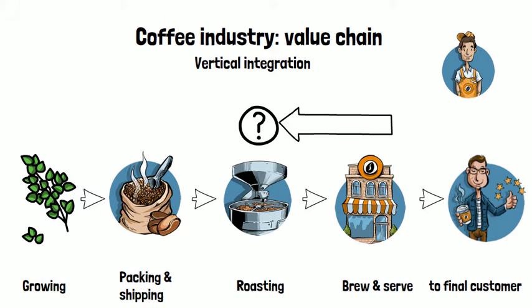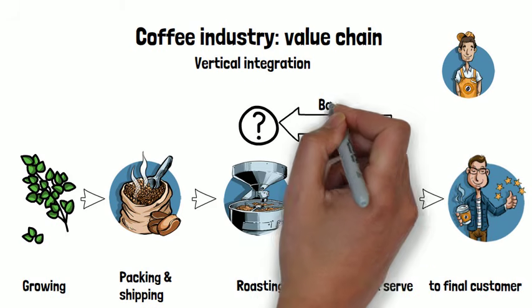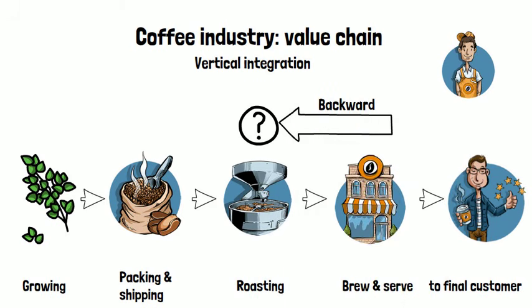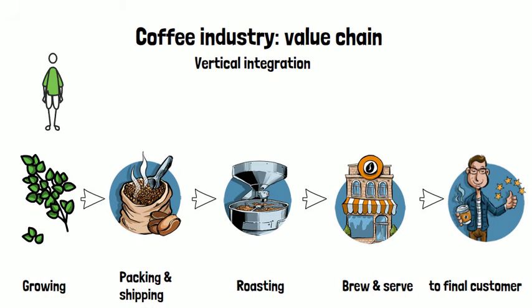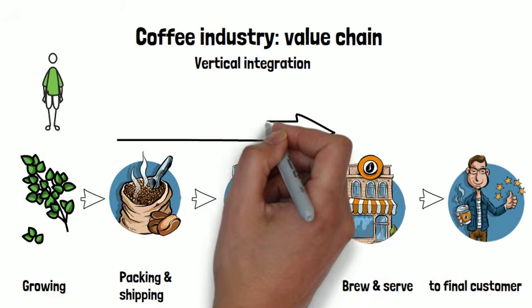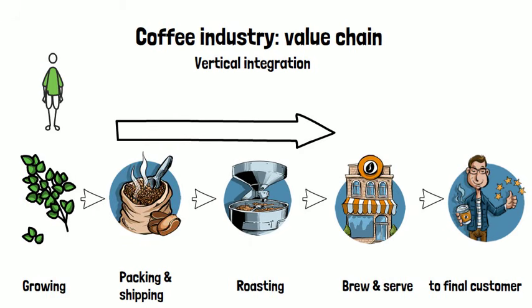When a company expands into an activity that is earlier in the value chain than the one it is already involved in, then the company is engaged in backward vertical integration. In other words, in backward vertical integration, a company starts making its own inputs. This is the case when a coffee shop starts roasting coffee. On the other hand, if a coffee farmer or roaster would open a coffee shop, then this is an expansion that brings the company's activities closer to the final customer, and it is called forward vertical integration.